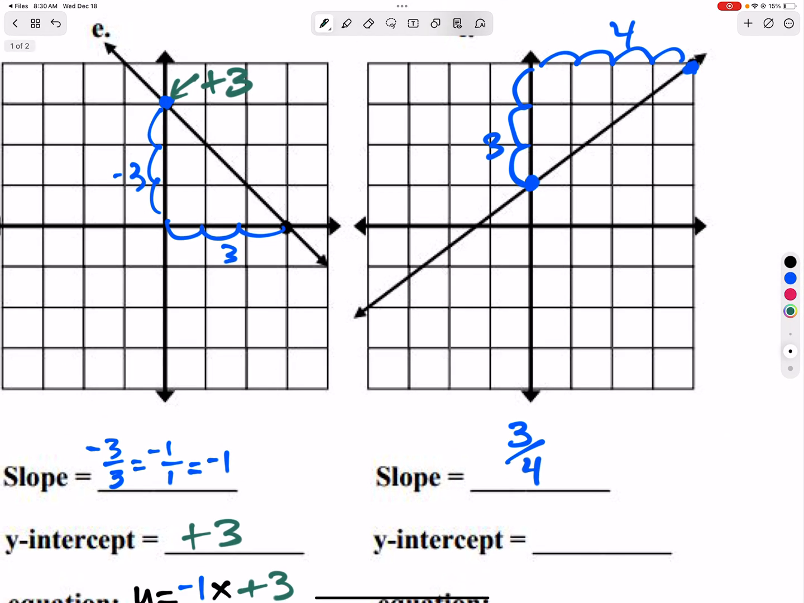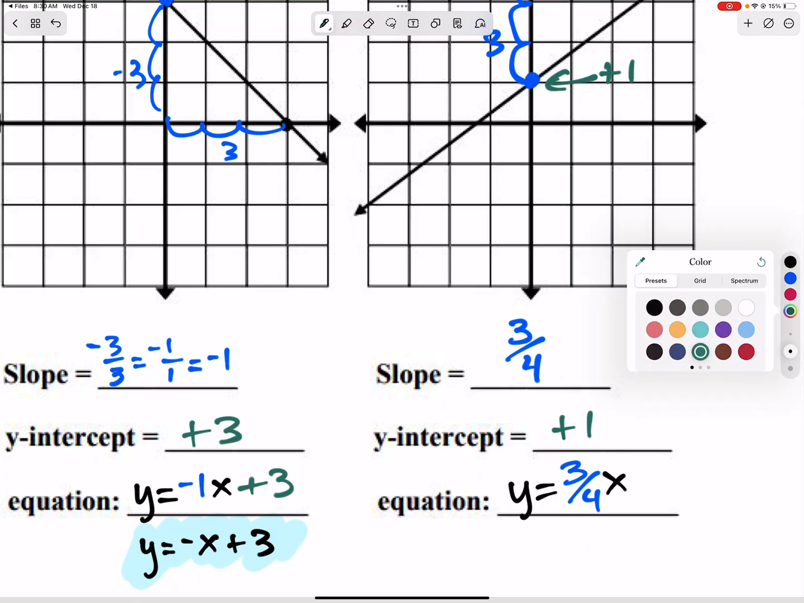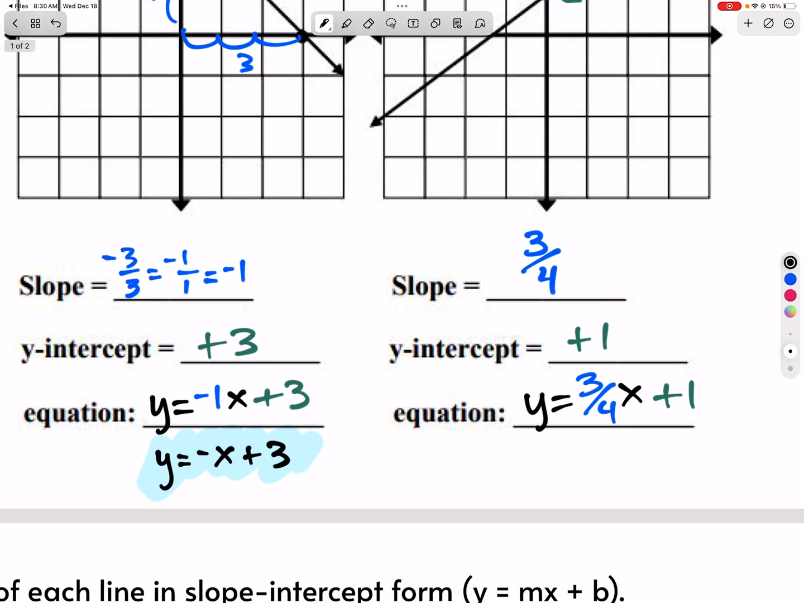Let's go with our y-intercept, which is at +1. Or 1, 0, 1. What am I saying? So I have y equals, we got to put that 3/4, x, all right, +1. Okay, so y equals 3/4 x +1.